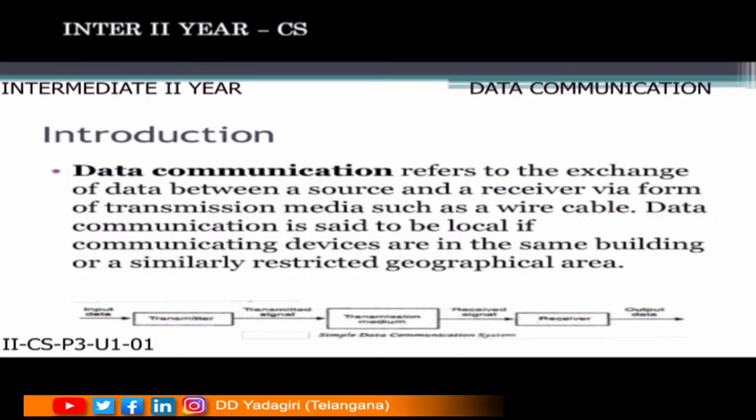Coming to the definition of data communication, it refers to the exchange of data between a source and a receiver via form of transmission media such as a wire cable. Data communication is said to be local if communicating devices are in the same building or a similarly restricted geographical area.